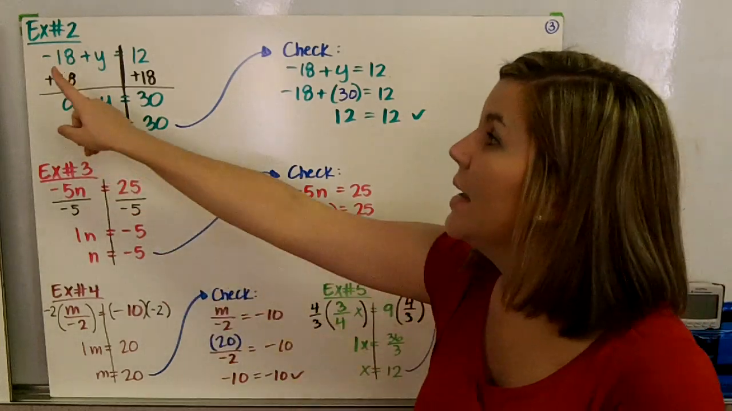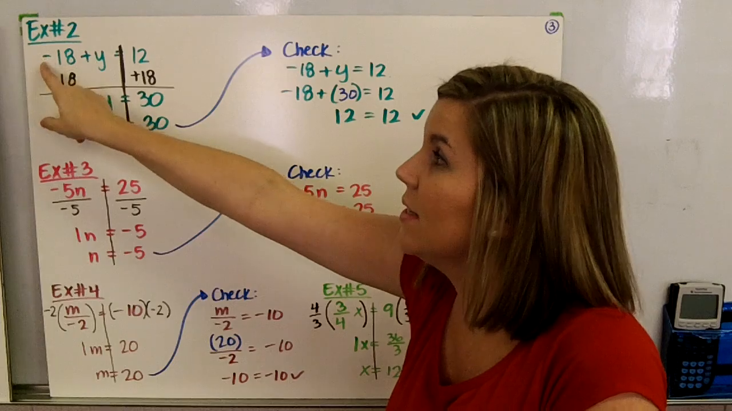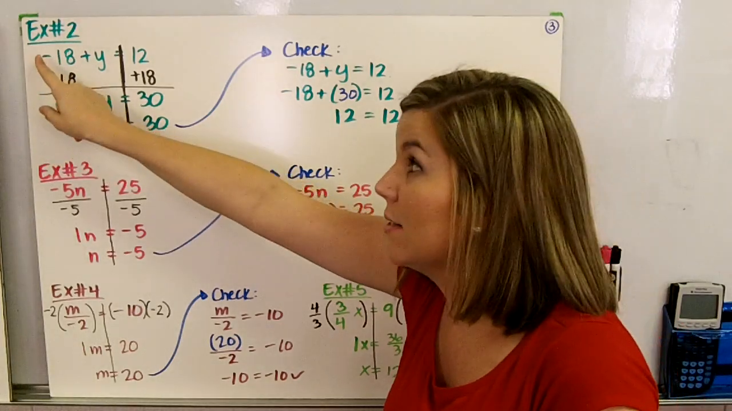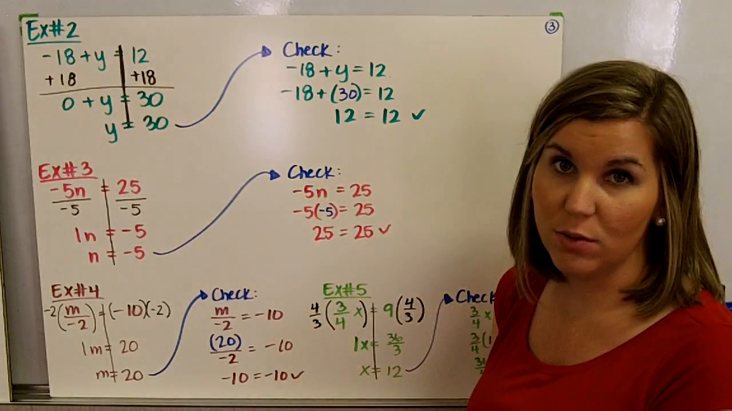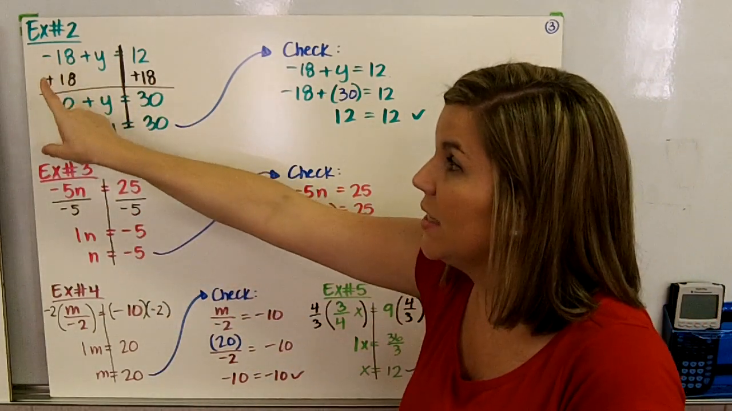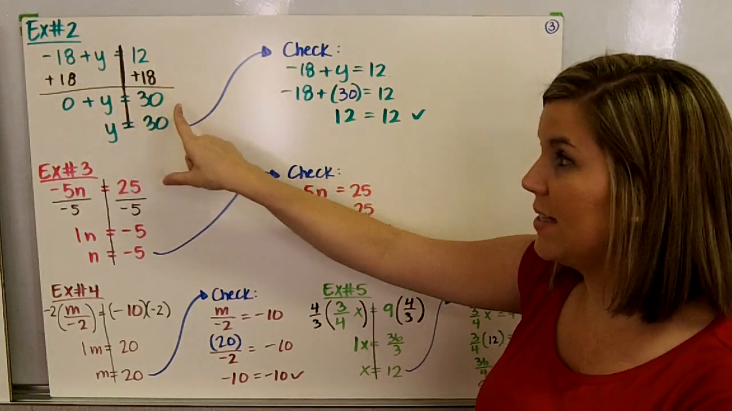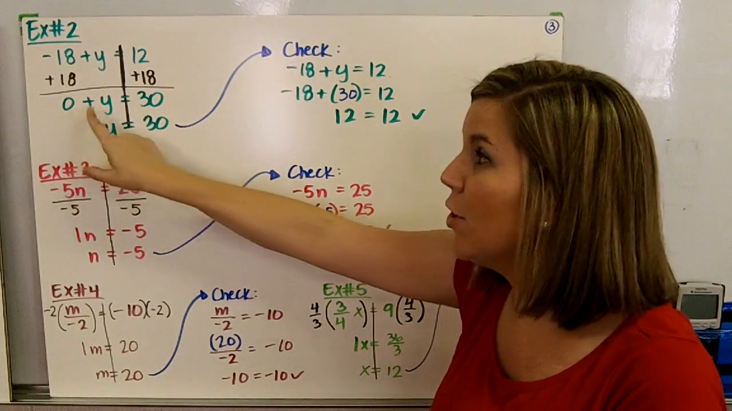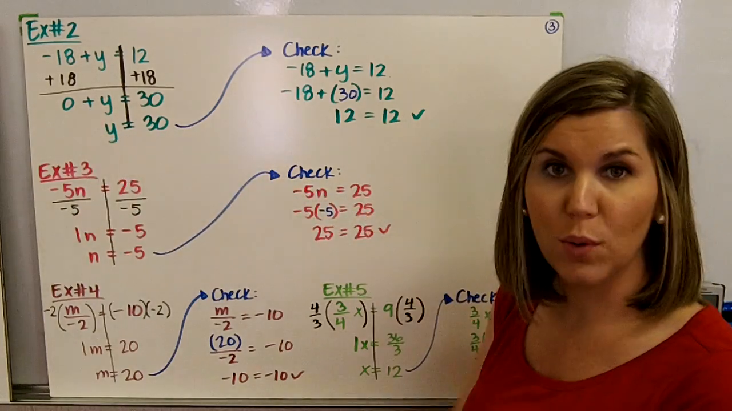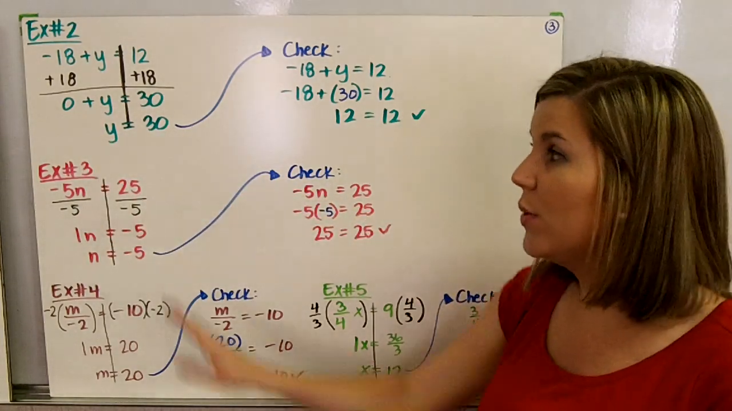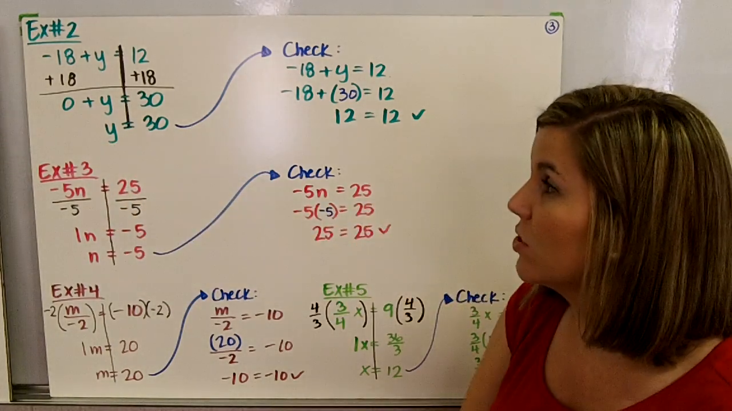Example number two. Negative 18 plus y equals 12. So the opposite of negative 18 is, well, so this is subtract 18. We're going to add 18 to both sides of the equal sign. Negative 18 plus 18 is 0. Carry down y. 12 plus 18 is 30. 0 plus y is y, and 30 carries down. Now, you don't see a number in front of y, but there's an invisible 1 there. So we know we have y, it's alone, and it's positive, so we have our answer.